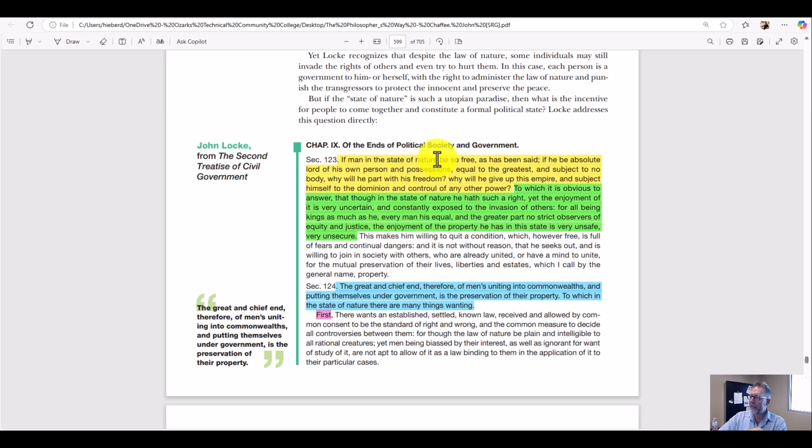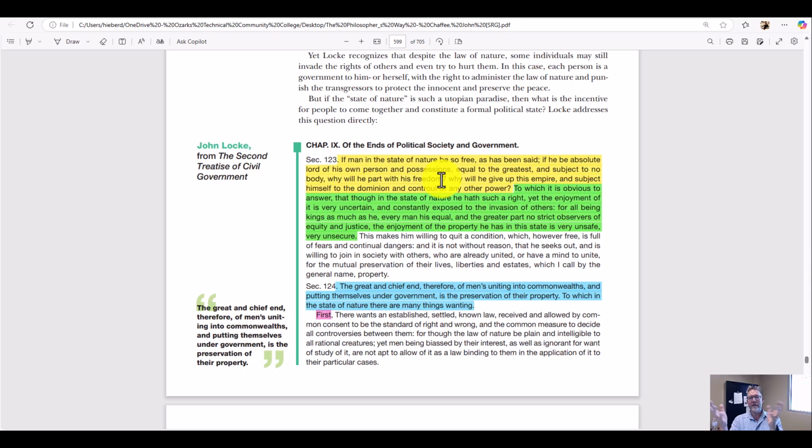So, if a man in state of nature be so free, as has been said, if he be the absolute lord of his own person and possessions, equal to the greatest and subject to nobody, why will he part with his freedom, right? So why would we agree to join society and all the rules that come with society, right? In the state of nature, you could just walk around naked all the time, right? You don't have to wear pants to work in the state of nature because you can just do whatever you want. But in society, you gotta wear pants, right? That's a restriction on your liberty. And why would you give up walking around naked whenever you have that option to do so? Why would you agree to put on pants and go to work, right?